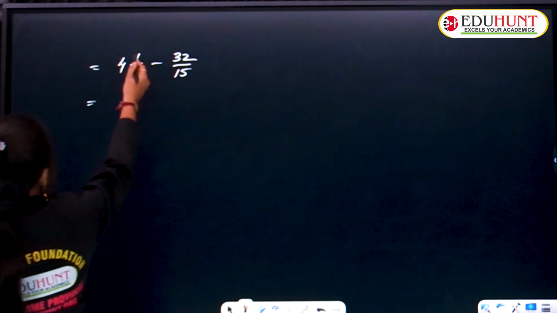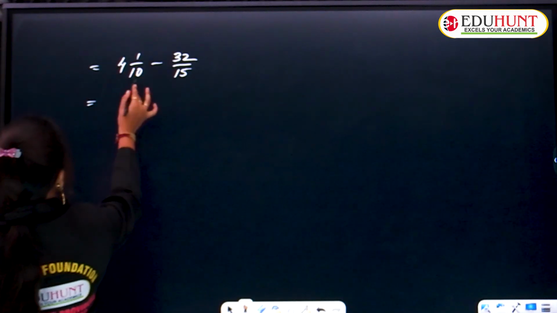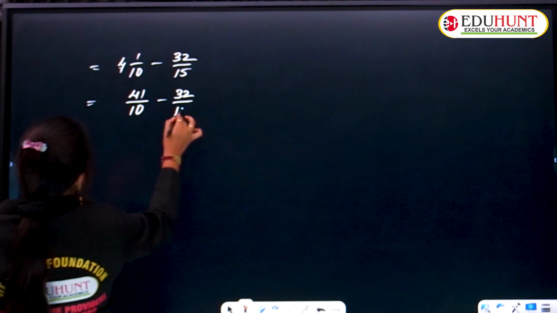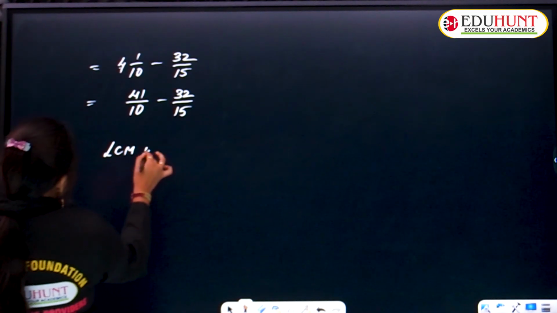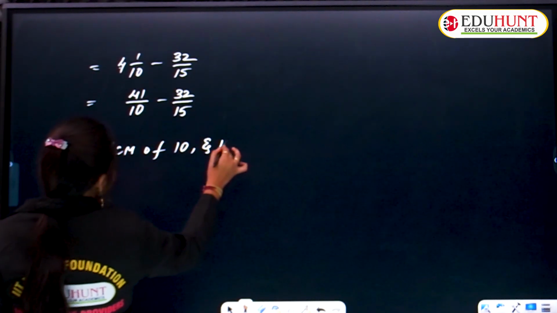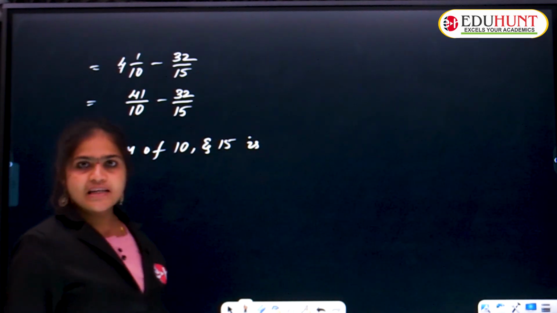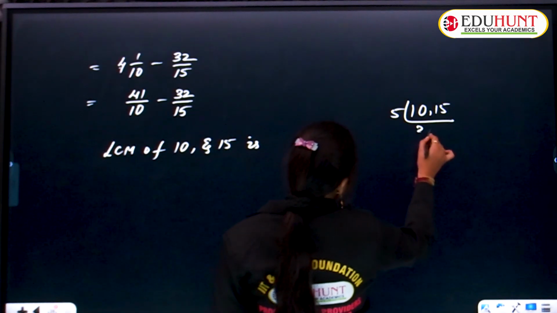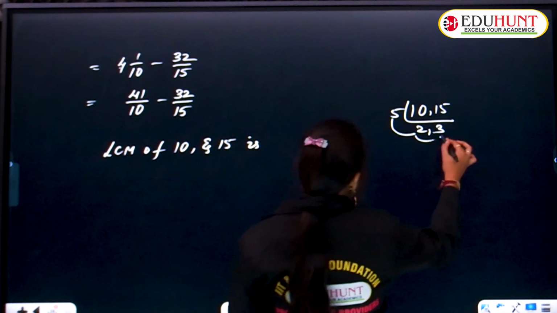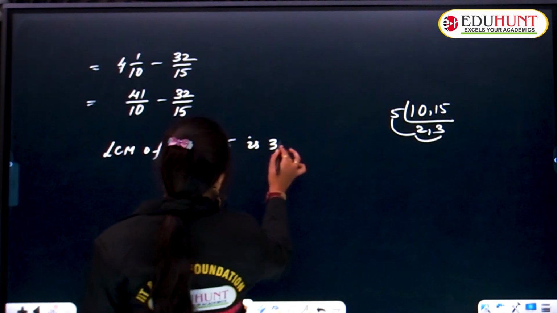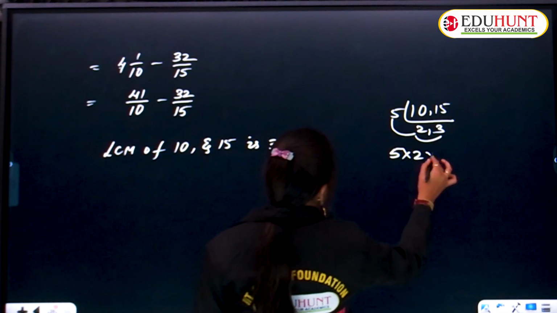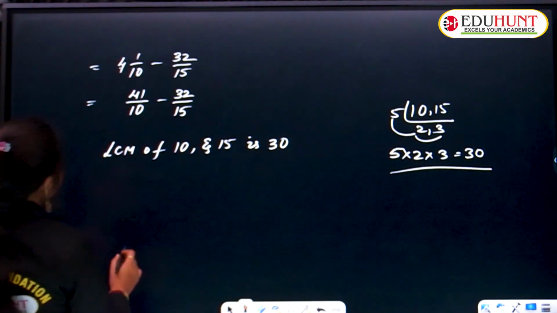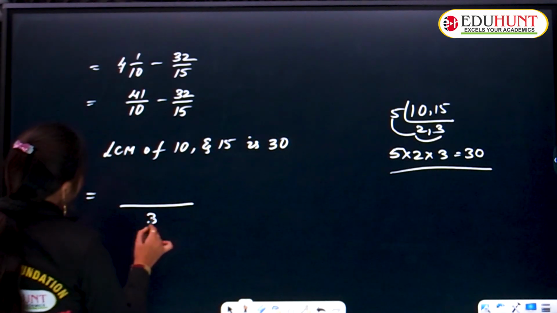Now this mixed fraction also we convert into an improper fraction. Then what will you get? 10 4s are 40 plus 1, 41 by 10 minus 32 by 15. What is the LCM of 10 and 15? 10 and 15 are both composite numbers. So 5 2s are 10, 5 3s are 15, so 5 into 2 into 3, which equals 30. Here the LCM is 30.